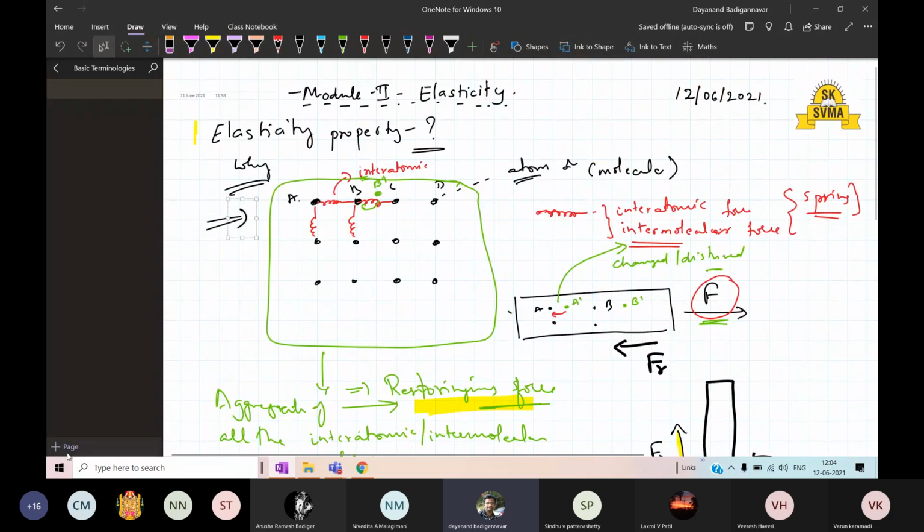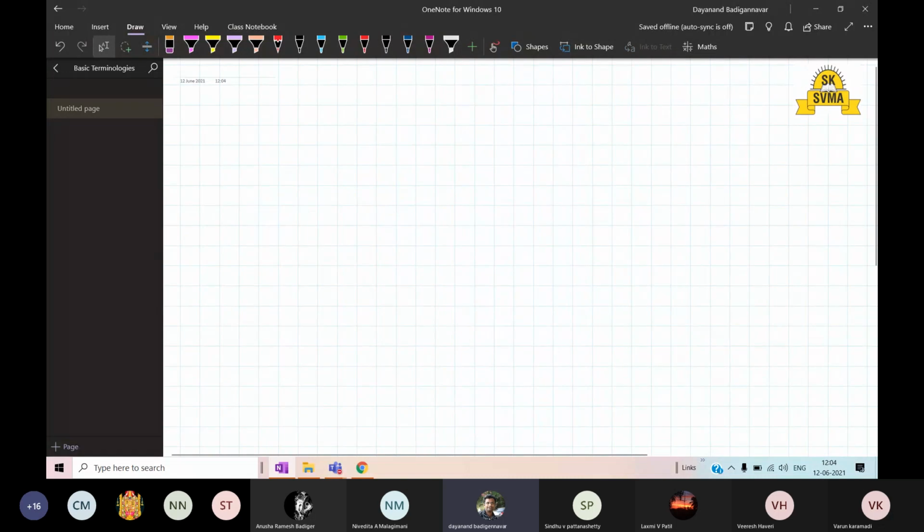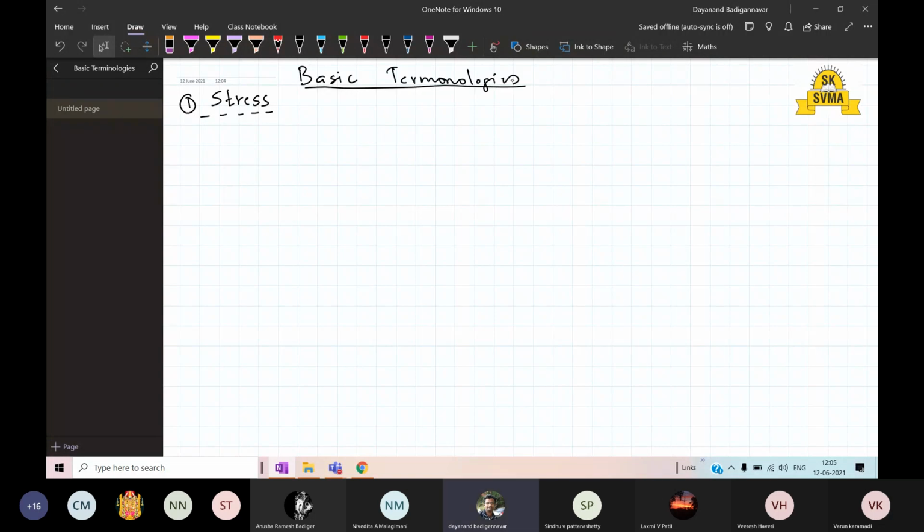Hope this is clear, students. Let us go for a few terminologies that you should know, that is stress and strain. These are the basic terminologies. First, stress and strain. Let us understand what is stress and what is strain.